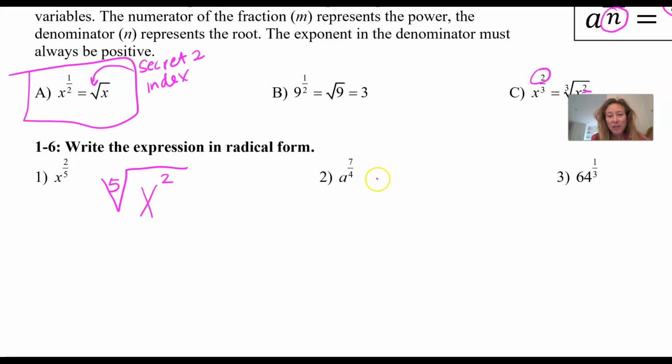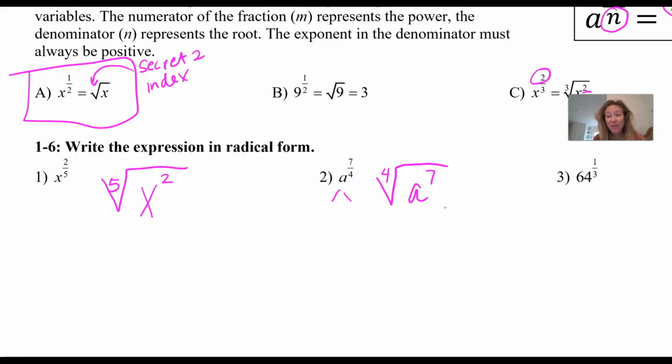For number 2, I draw the radical symbol. The denominator is 4, so 4 goes in the pocket. That's the index is 4. It's saying, what's the 4th root? What to the 4th power made this? And then I have a to the 7th power. No, sorry, we have to simplify this. I could also simplify this right here, or I could simplify it here.